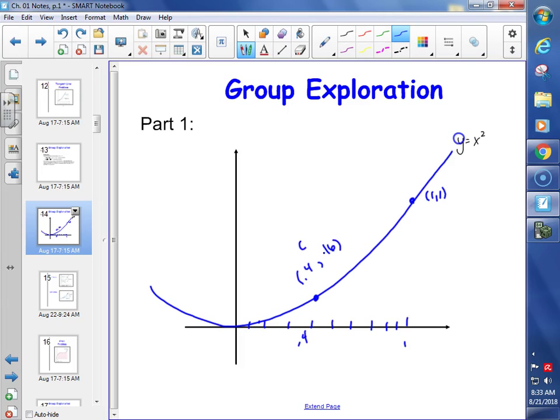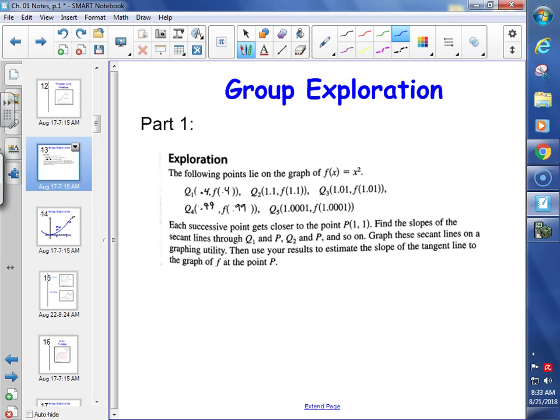0.16. This is your Q1. Does that make sense? Okay, but what other points do you have? You also have 0.99. How are you going to approximate that one on the graph? I'm just going right now from below.